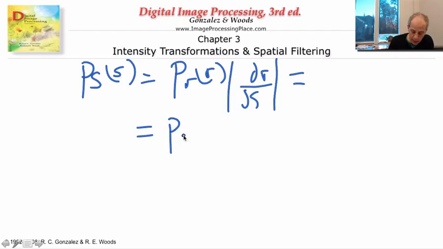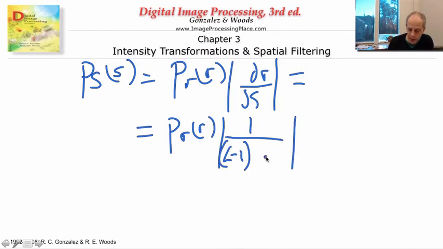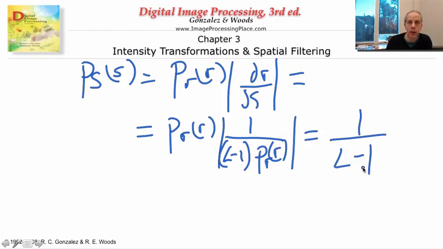So this is P_R(R), the absolute value of 1 over L minus 1. That was our normalization, P_R(R). Now, probabilities are positive, and this is certainly positive, because L is greater than 1, so I can get rid of the absolute value, and then I see that this will basically cancel with this, and I got 1 over L minus 1. And that's exactly what I wanted. Exactly what I wanted is to have a uniform, a constant probability distribution for my new image.